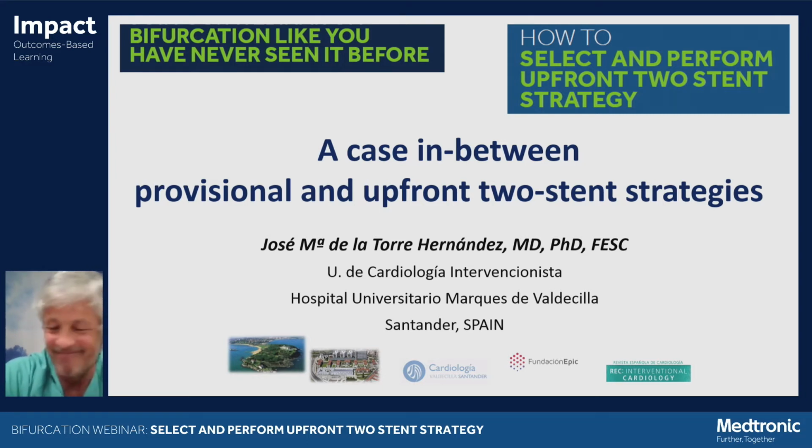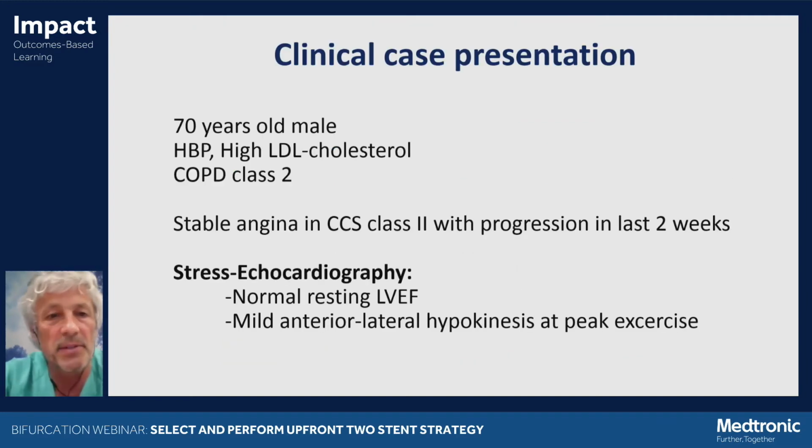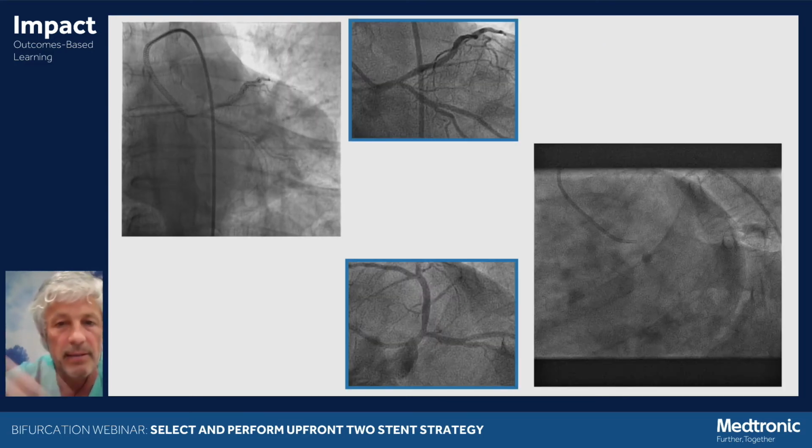Okay, thank you. Then we're going to move to my case. My case is much more simple from the perspective of the technique because you are going to see between provisional and upfront two-stent techniques. The case is a 70 year old male with high blood pressure and high cholesterol, with COPD class 2, presenting with stable angina in class 2, but with progression in the last 2 weeks. The stress echocardiography showed normal ejection fraction, but signs of potential ischemia in the anterior and lateral segments.